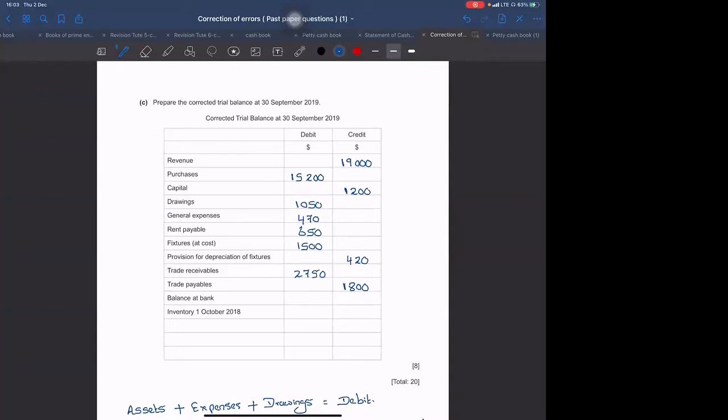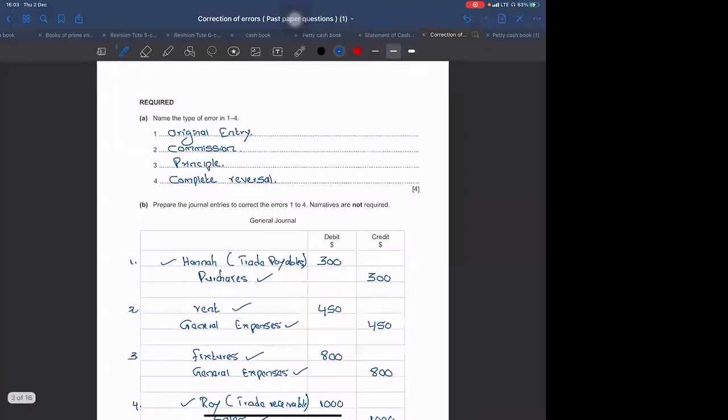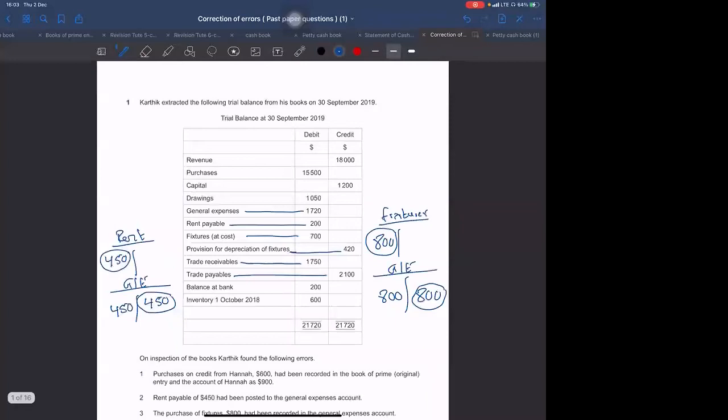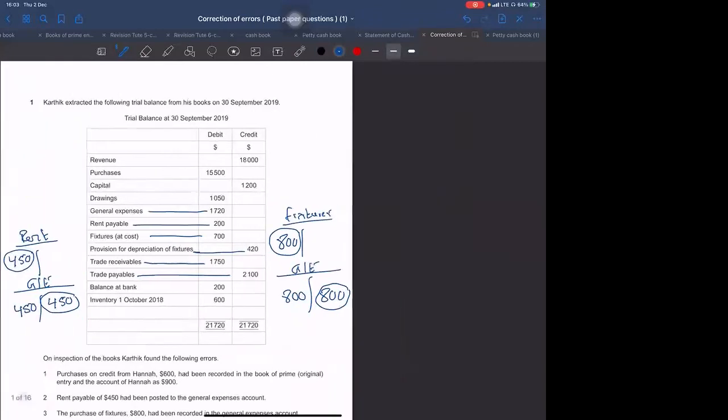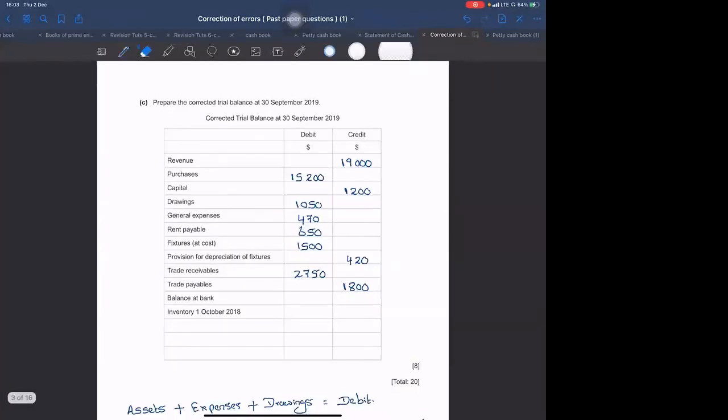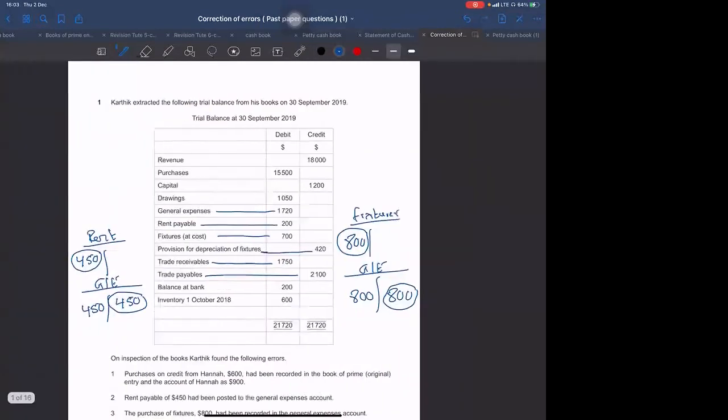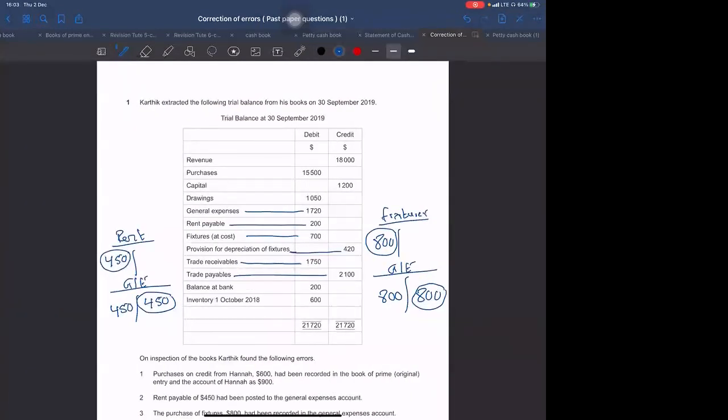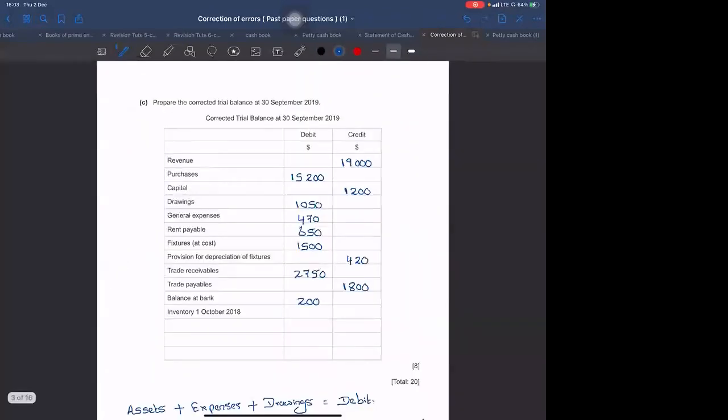Enter the balance at bank. You did not make any adjustments. How much was given for balance at bank? Look at your tube, 200, right? Enter 200. Just make sure you enter 200 on the debit side. Finally, inventory. You did not make any adjustments. How much is the inventory given in the question? 600, right? 600 is the amount given for inventory.